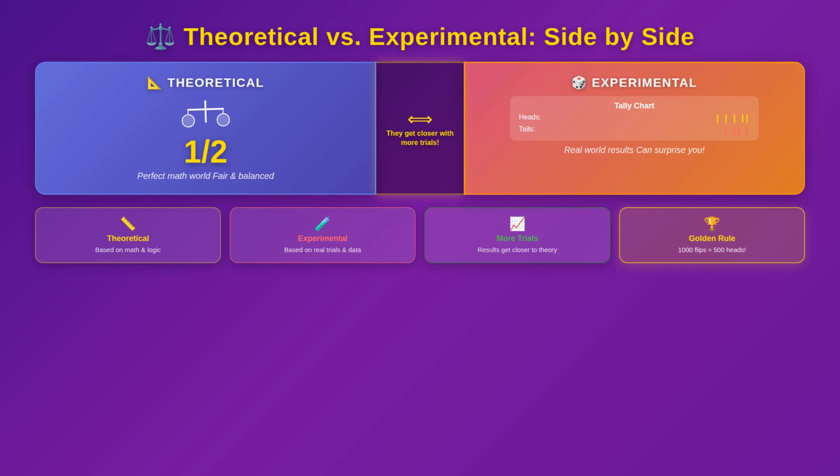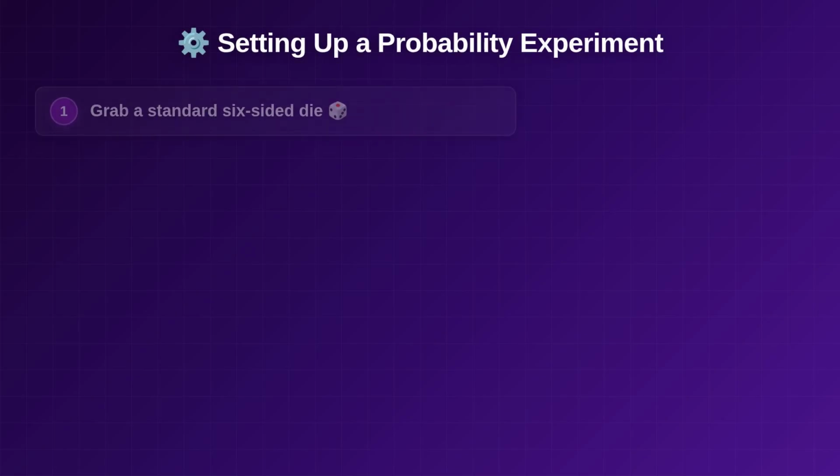Here's the big secret. The more trials you run, the closer your experimental probability gets to the theoretical value. 10 flips might give you 3 heads, but flip that coin 1,000 times, you'll land very close to 500 heads. More trials means more accuracy. Remember that. It's the golden rule of probability.